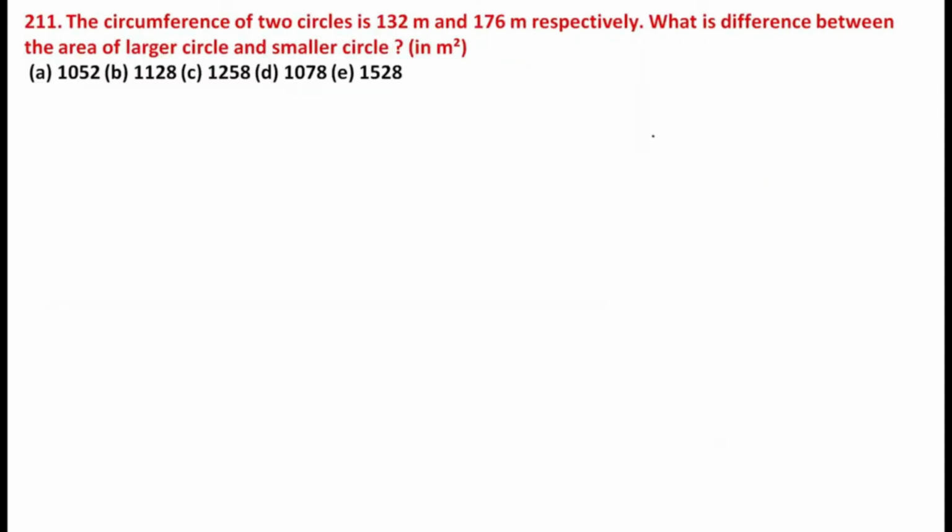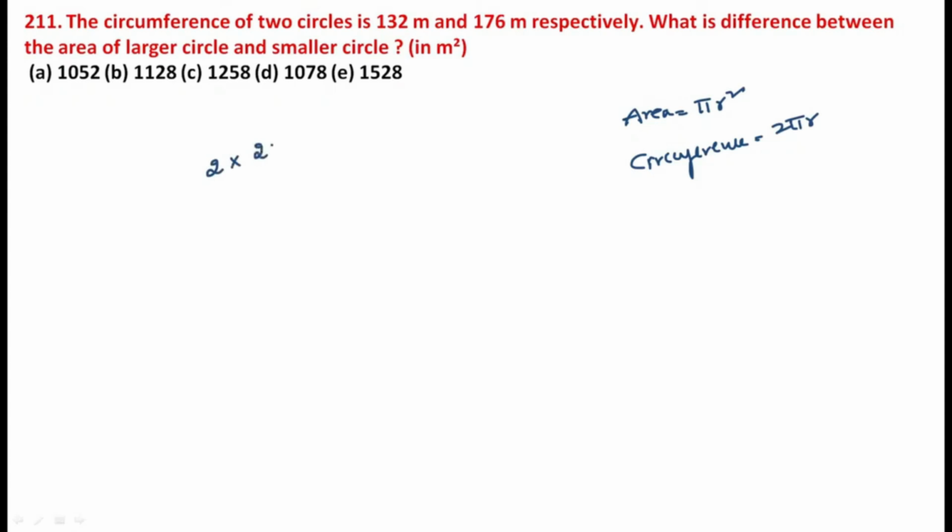Next one. The circumferences of two circles are exactly equal to 132 meters and 176 meters respectively. Now, what is the difference of the area of the larger circle and the smaller circle? You have to identify the area. See, the area of any circle is exactly equal to pi r square and the circumference of a circle is exactly equal to 2 pi r. Now, you already know that r is equal to, I just consider r1 or r2. Why? Because we have the circumference of each circle.